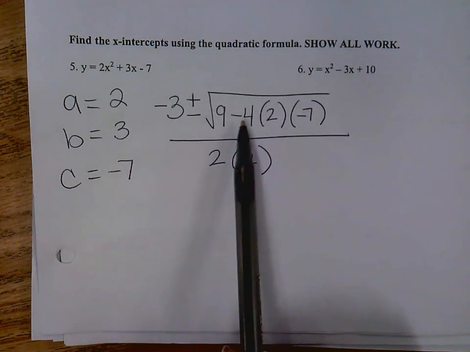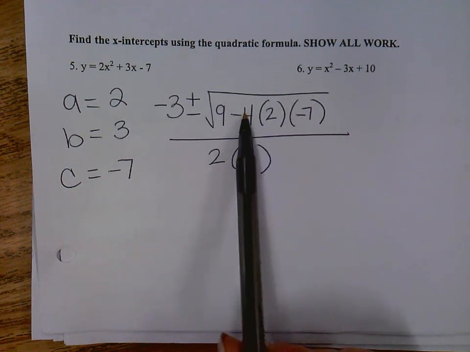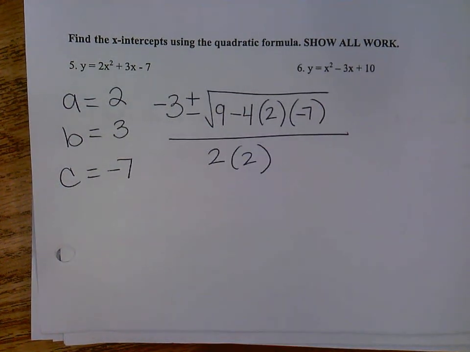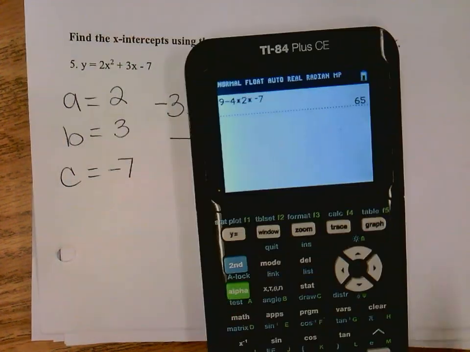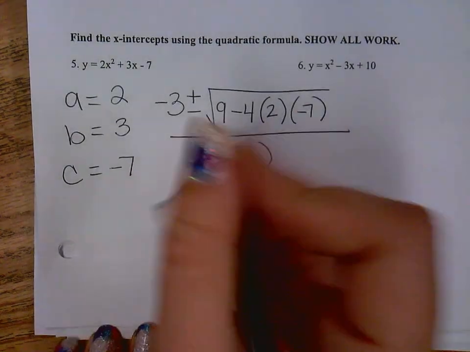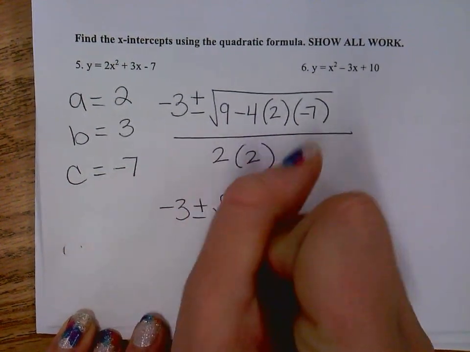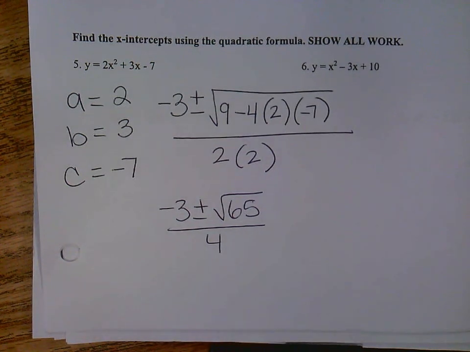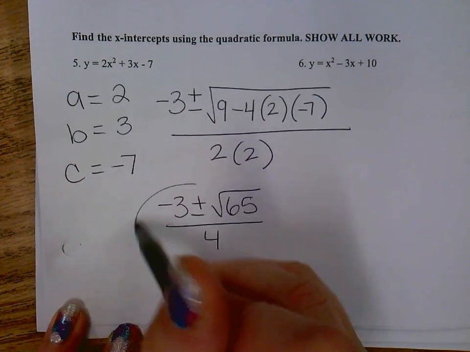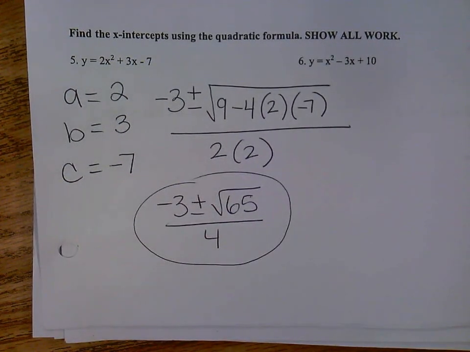Because this is going to be positive, right? -4 times -7. So, but if you can't do the math, type it into a calculator. 9 minus 4 times 2 times -7 gives me 65. So you'd have -3 plus or minus the square root of 65 divided by 4. I don't think 65 has a perfect square, right? No 9, no 25. So I can leave my final answer like that, or I can put it into decimals. But to me, that's the exact answer right there.